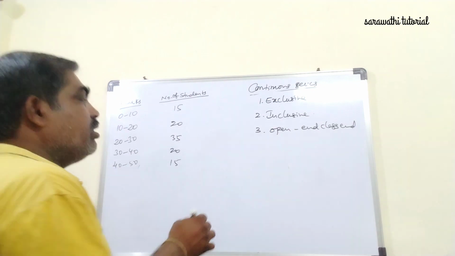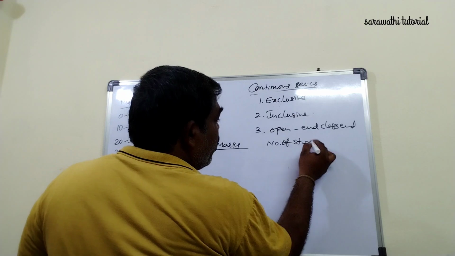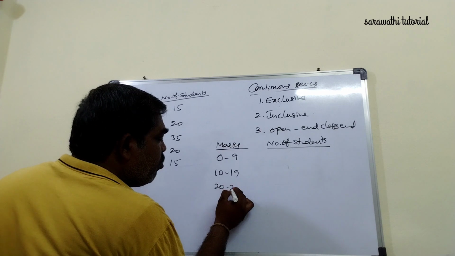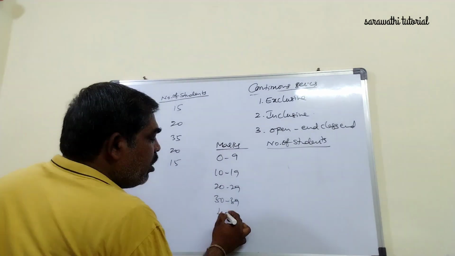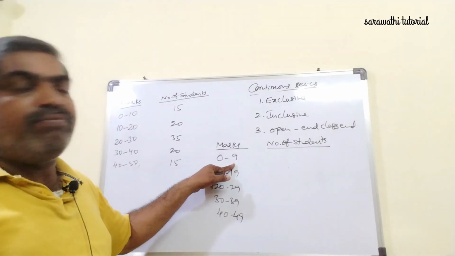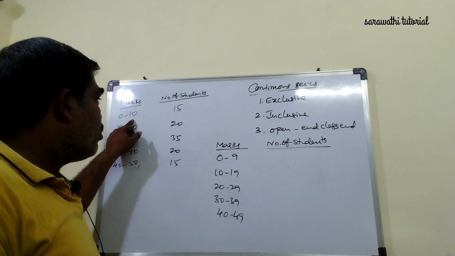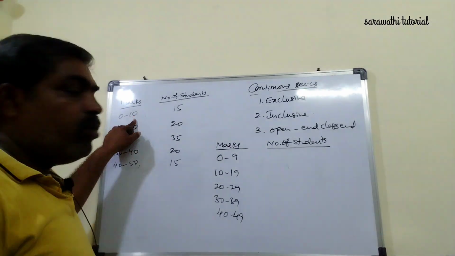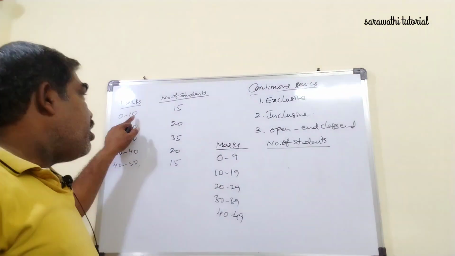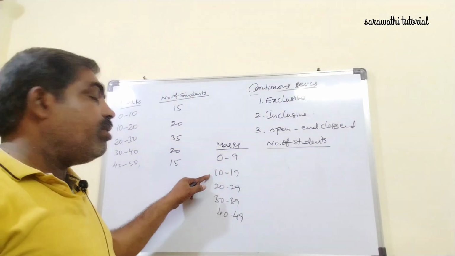And the inclusive method. Under the inclusive method, we take marks and number of students, but in the marks we record 0 to 9, 10 to 19, 20 to 29, 30 to 39, 40 to 49. Here the upper limit of the class is included in that class itself. This upper limit is 9, so 9 should be included here. But under the exclusive method, this is not included. Here 10 is not recorded, 10 comes under the next class interval. 9 is recorded here and cannot be taken in the next one.